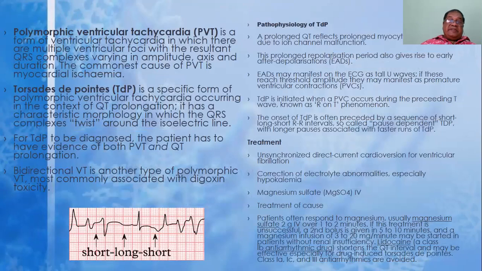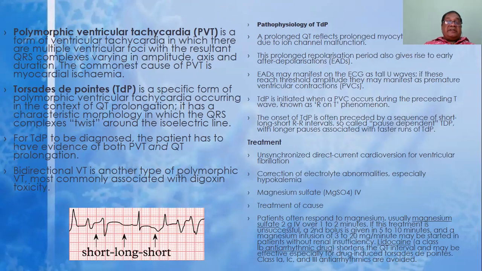So we see that ventricular tachycardia may be monomorphic ventricular tachycardia or polymorphic ventricular tachycardia. Polymorphic ventricular tachycardia is a form of ventricular tachycardia in which there are multiple ventricular foci with resultant QRS complexes varying in amplitude, axis, and duration. The commonest cause of polymorphic ventricular tachycardia is myocardial ischemia. Torsades de Pointes is a specific form of polymorphic ventricular tachycardia occurring in the context of QT prolongation. It has a characteristic morphology in which the QRS complexes twist around the isoelectric line.